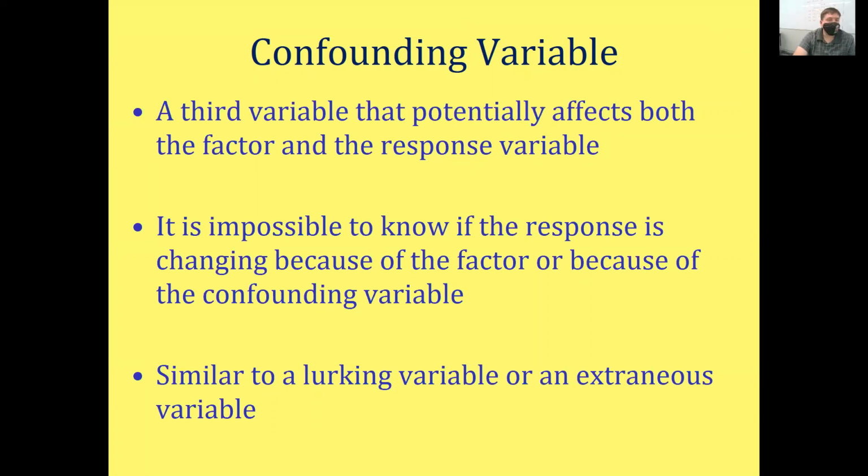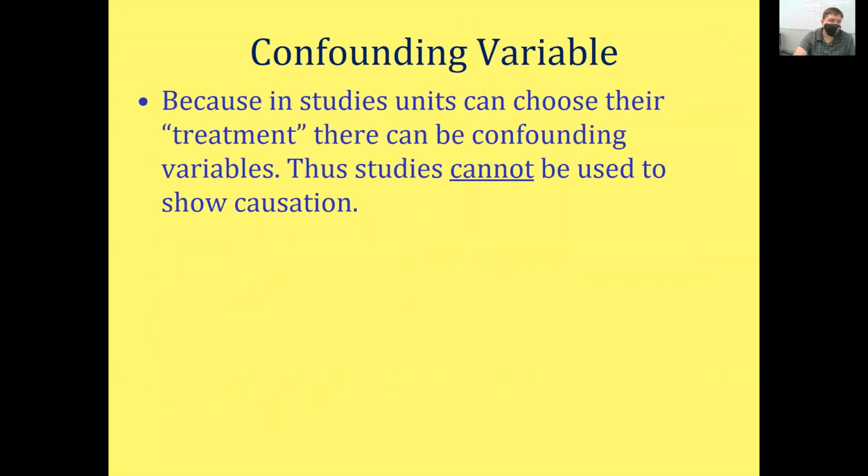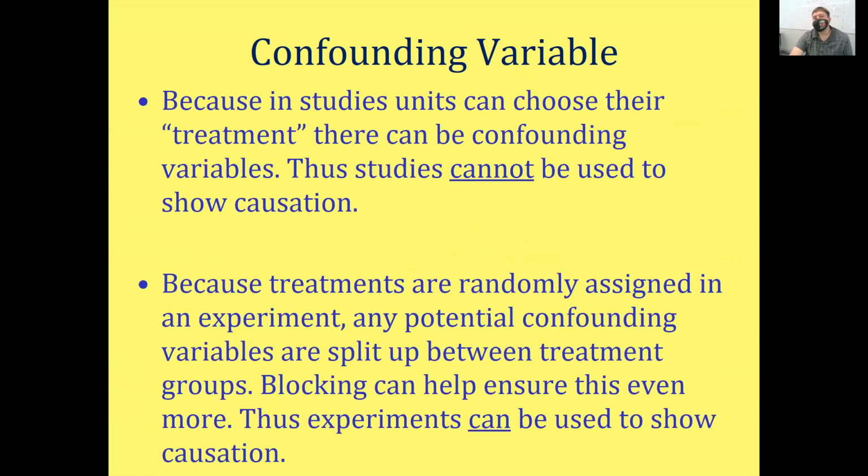All right, a couple more things about confounding variables because they are so important. Because in studies, units can choose their treatment, there are tons of confounding variables. So if I sit on the bench again and I record that Matthew's here early because he drives, he chose to do that. I did not tell Matthew, you have to drive to the school. So there's all sorts of confounding variables now causing an issue with my study. Therefore, studies cannot be used to show causation.